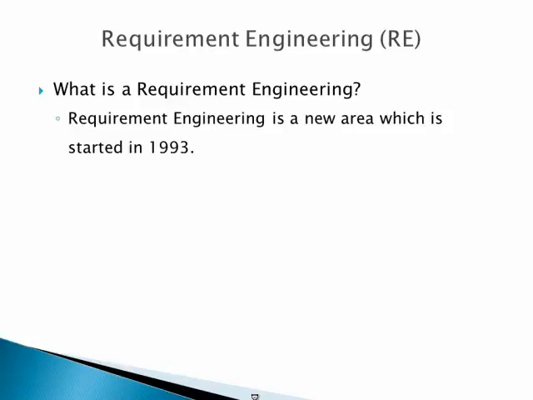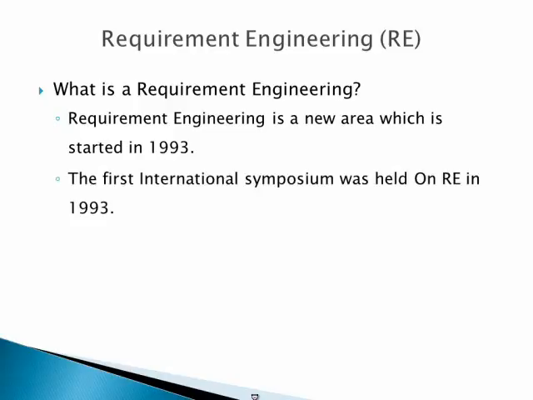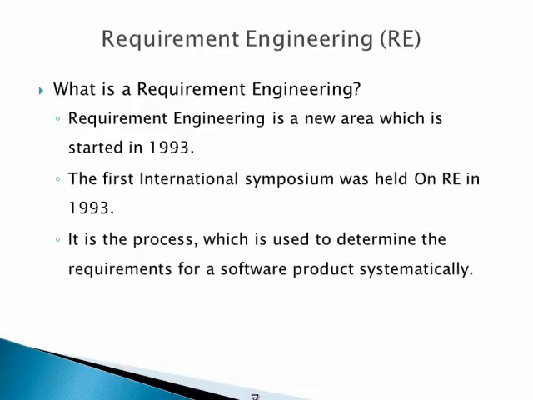Requirement engineering is a new area which started in 1993. The first international symposium of requirement engineering was held in 1993. Now we are going to discuss what is requirement engineering. Requirement engineering is a process which provides a systematic and standard way to determine requirements for a software product.